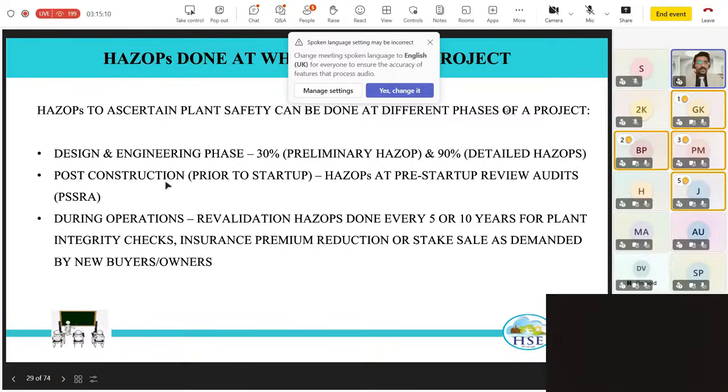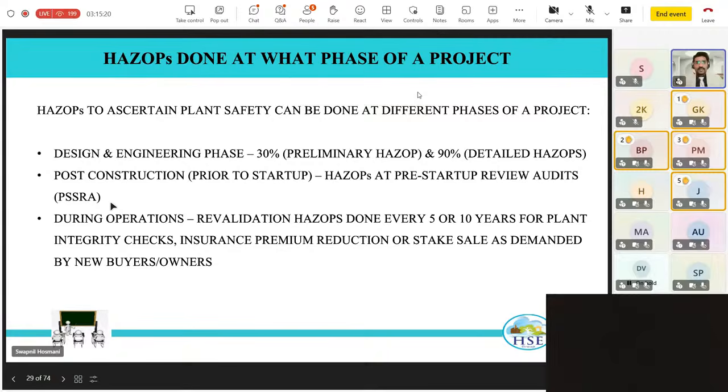Next is post-construction, prior to startup. This is where, just before startup, they do the PSSRA, the HAZOP at pre-startup safety review audit. Many times clients insist on doing this at site, because it is a site analysis. We have the full site team, engineering as well as construction and the operation teams, who converge to ensure that just before startup, all things are addressed, all safeguards have been taken care of, and there are no more gaps in the design.